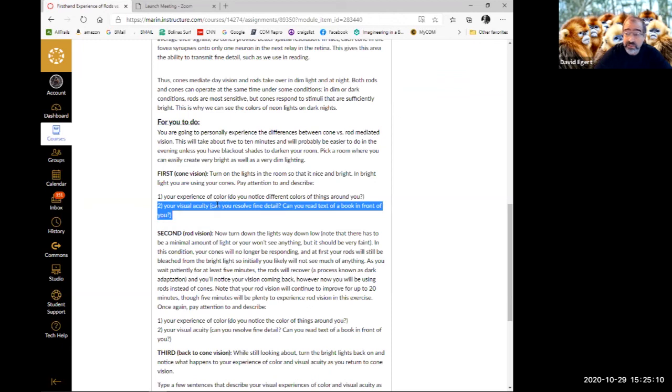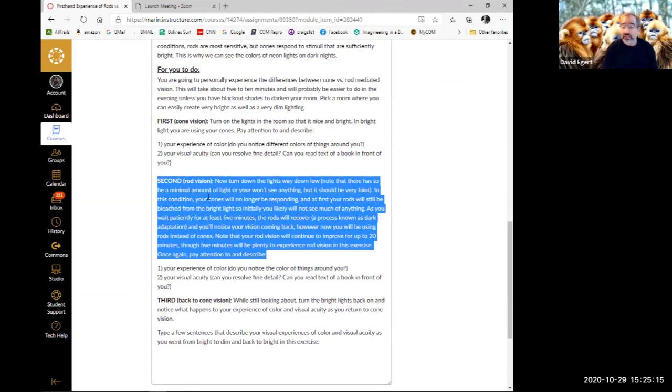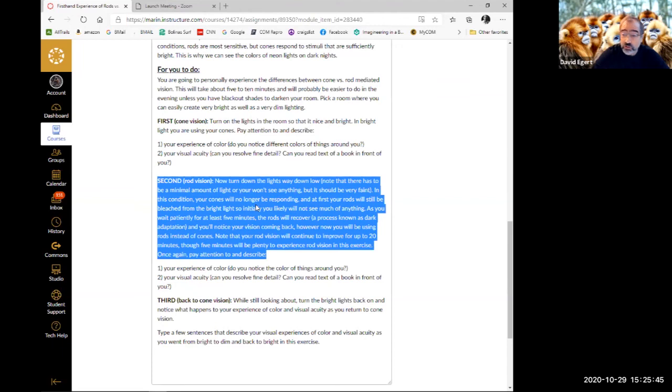Can you read the text on the paper in front of you? Second, turn the lights way down low. Maybe it's going into a closet. Maybe it's waiting till nighttime and turning off all the lights. Figure out the best way for you to do it. There's got to be a little bit of light, but really not much. And then describe what you see immediately, which is probably going to be very little because your cones are no longer working, but the rods haven't had a chance to do their dark adaptation yet. So what does it look like when you first turn off the lights?